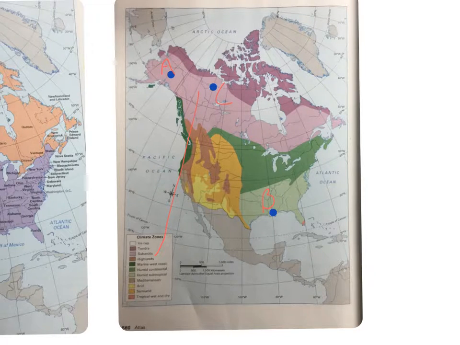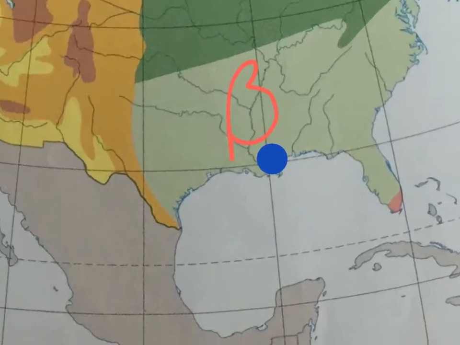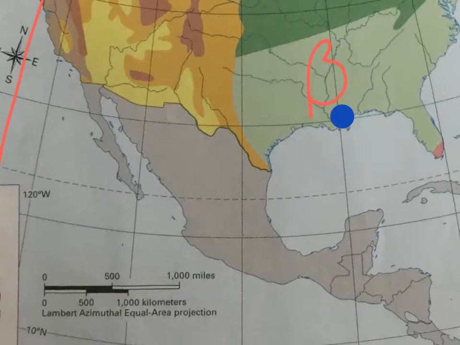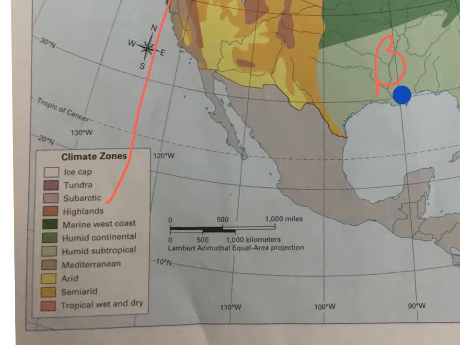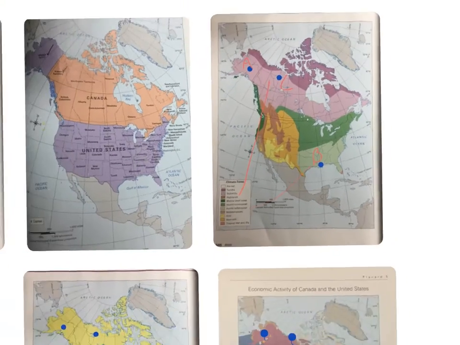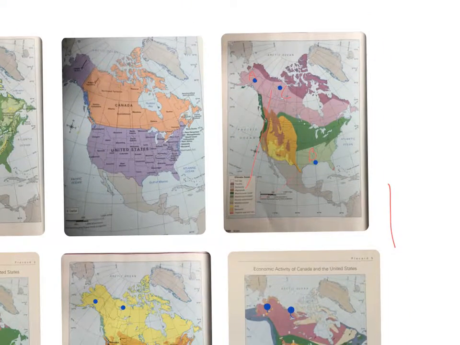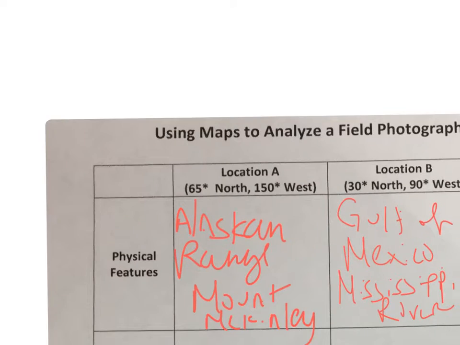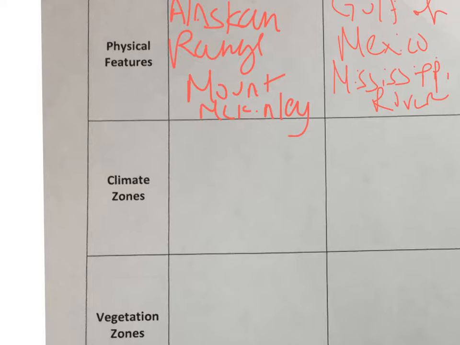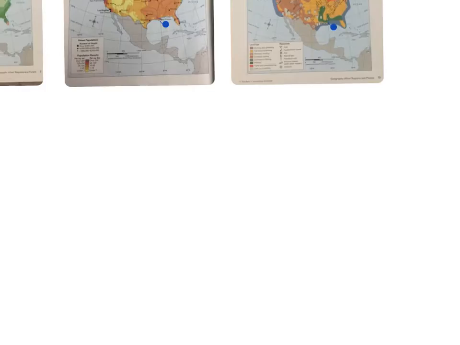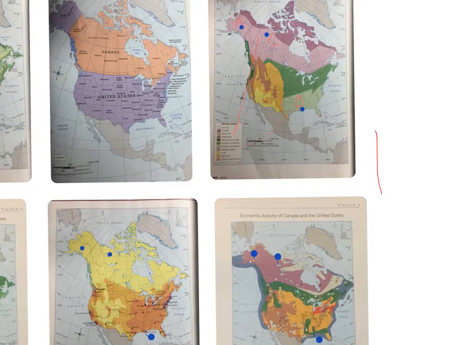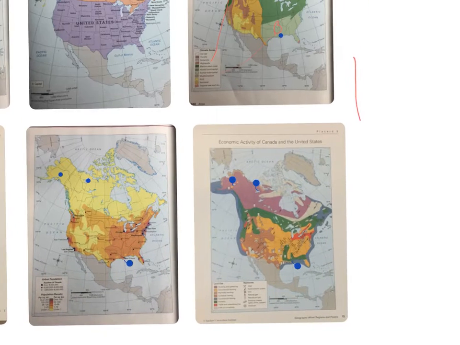Now, location B is a little bit harder. All right, I can see actually on this one we're pretty good. This is in a humid subtropical. So I'm just taking this green and I'm noticing that it's the same as this. So now I'm going to write down all of that information in my graphic organizer. So I had subarctic and humid subtropical.